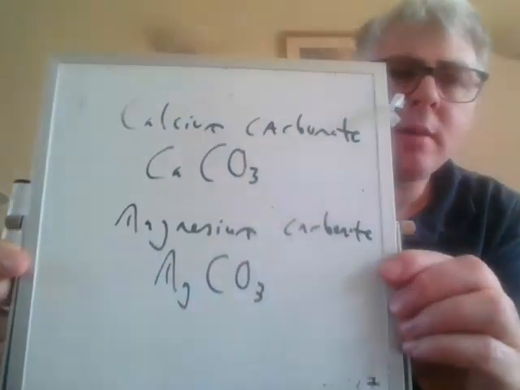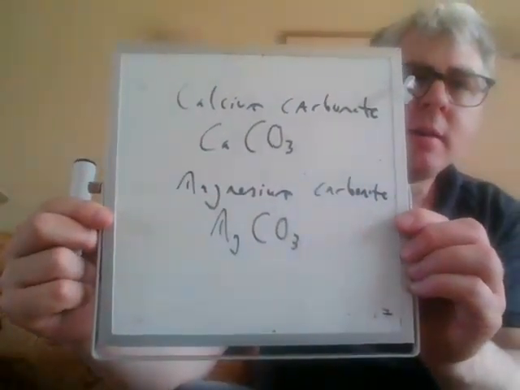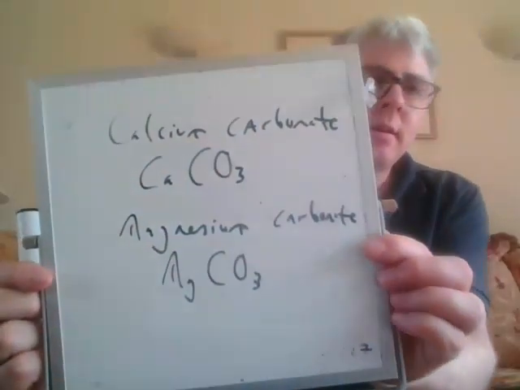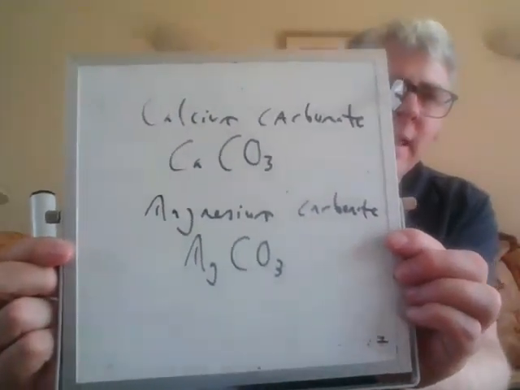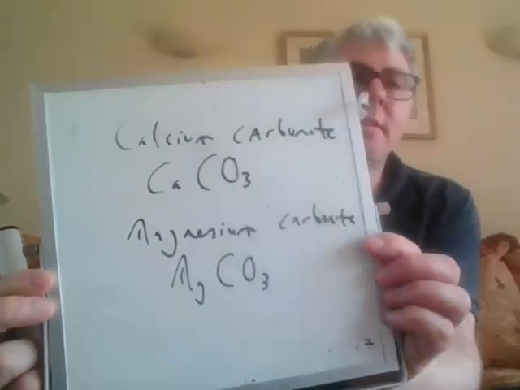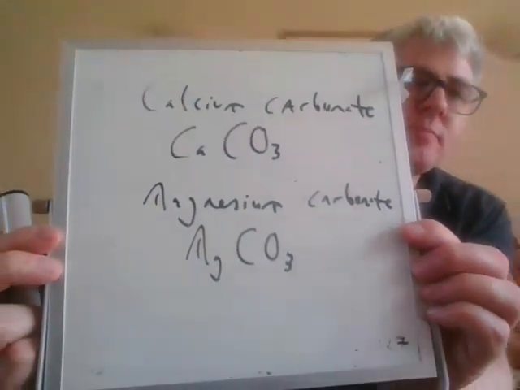The one at the top is calcium carbonate. I've just written calcium carbonate at the top there, and it's got Ca, so that's a big C, small a. It is a small a for calcium. And carbonate is CO3, so it's got one atom of carbon and 3 atoms of oxygen. So I just thought I'd write that down for you.